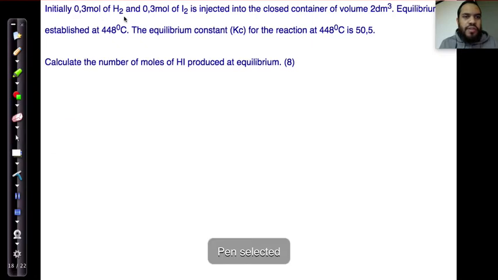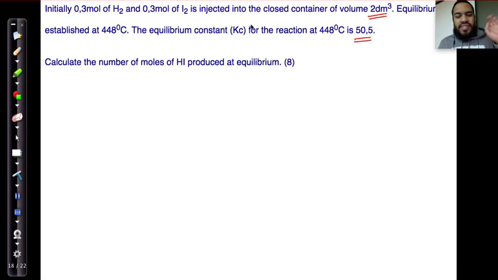Initially 0.3 moles of hydrogen gas plus 0.3 moles of iodine gas is injected into a closed container of volume 2 cubic decimeters. Equilibrium is established at 448. The equilibrium constant for the reaction at 448 is 50.5. Now, this is the first thing to note.